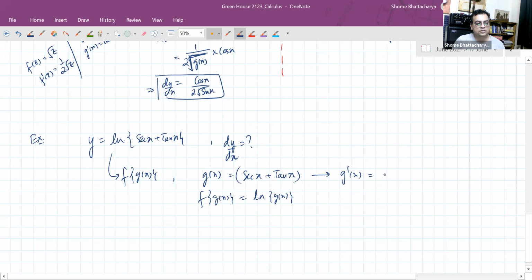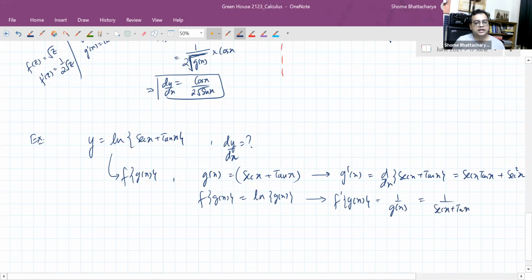It will be differentiation of this. So differentiation of sec x, as you know, is sec x tan x by formula, and differentiation of tan x is sec square x. Okay. And f prime of gx will become 1 upon gx. That is 1 upon sec x plus tan x. Okay. Because we know that differentiation of log function is 1 upon x. So if I replace the x with gx, what I'll get? 1 by gx.